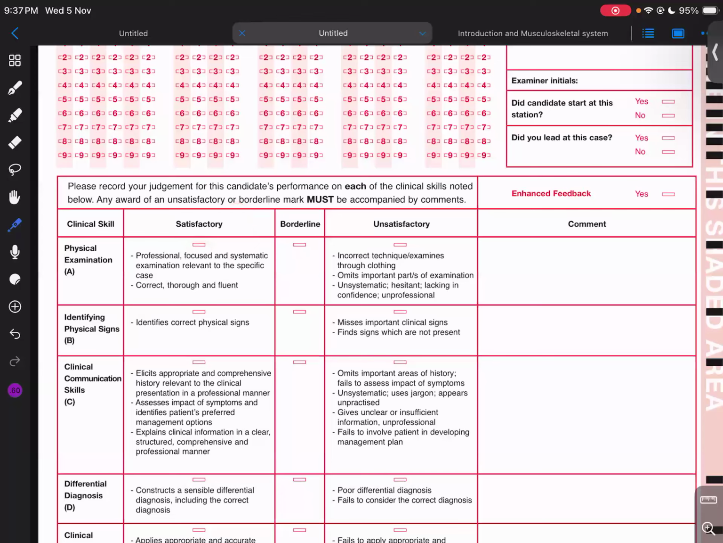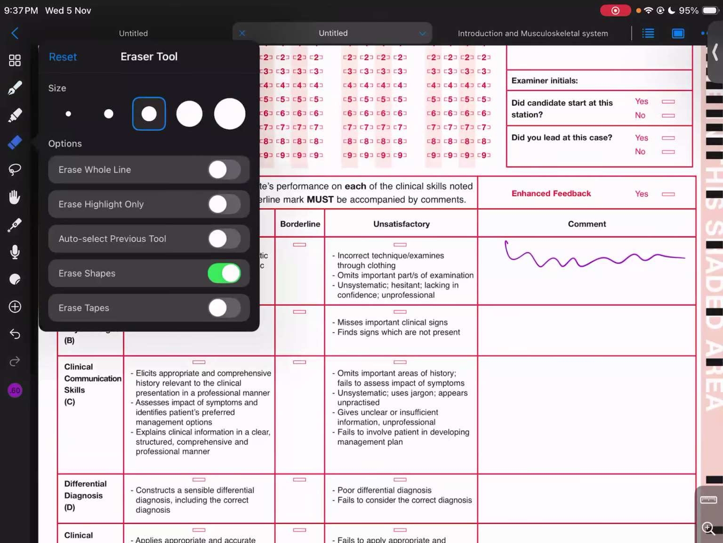If he thinks that your performance is borderline, then he will give a mark here, and you will get 1 mark in that skill. And if this is unsatisfactory, you will not get any mark, that is 0 mark in that skill. And why you have been given 0 mark, the examiner will write here the reason, for you to avoid. So in this way, the marks are distributed.